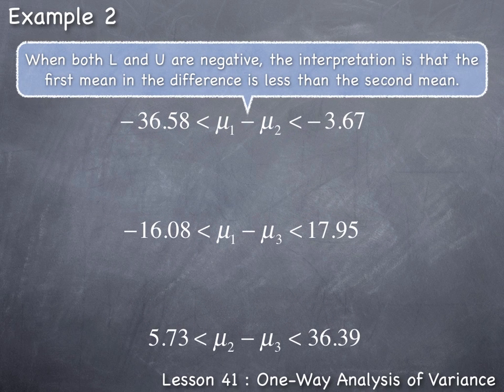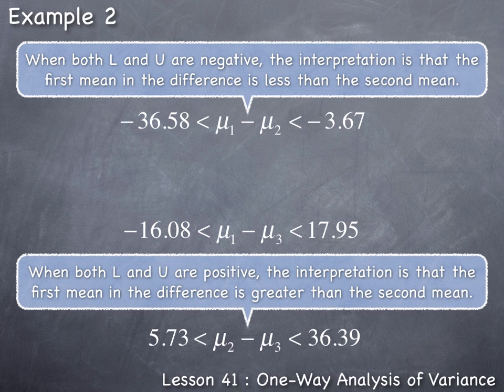When both L and U are negative, the interpretation is that the first mean in the difference is less than the second mean. In this case, the first population were the rainbow trout caught in the Yuba rivers, and the second population was the rainbow trout caught in the Sacramento rivers. So this result indicates to us that the mean weight of the rainbow trout caught in the Yuba River is less than the mean weight of the rainbow trout caught in the Sacramento River.